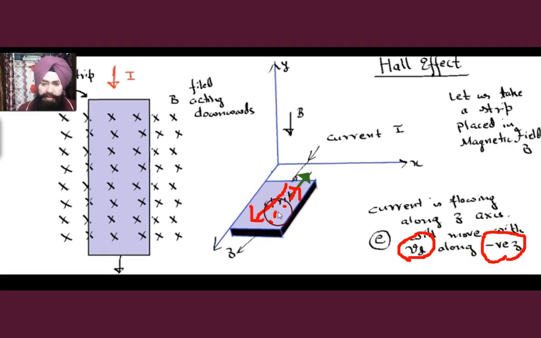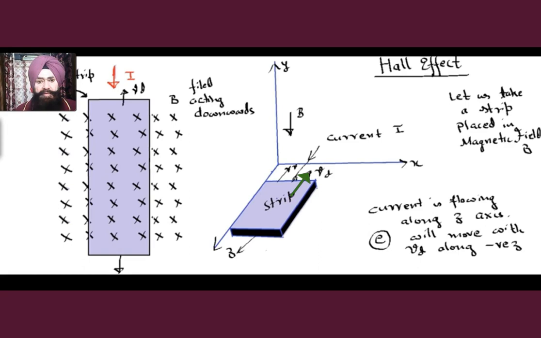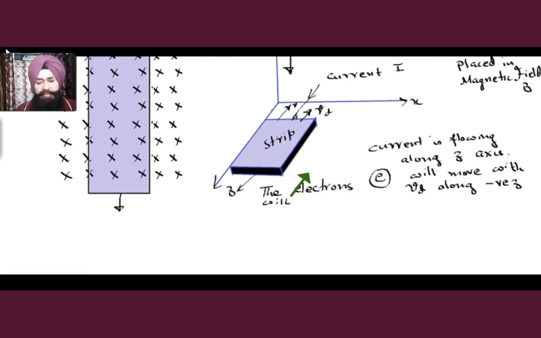Because the electrons are moving along the negative z-axis, their velocity is Vd, the drift velocity of the electrons. Here, the current is along this side and the drift velocity is along this side. So the electrons will experience a force by Fleming's left-hand rule.